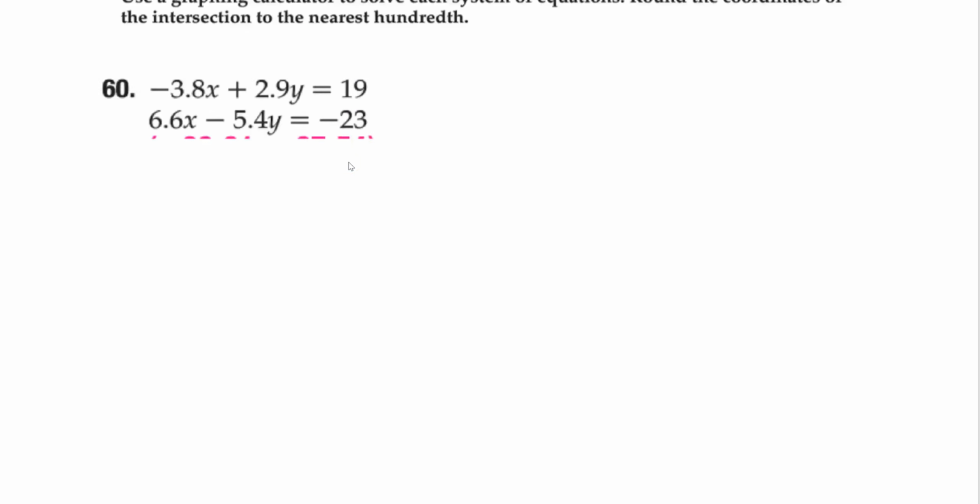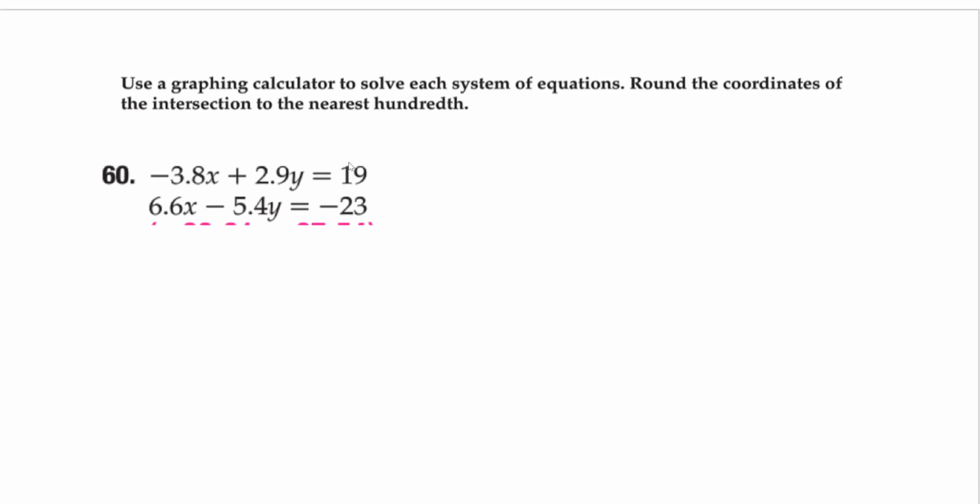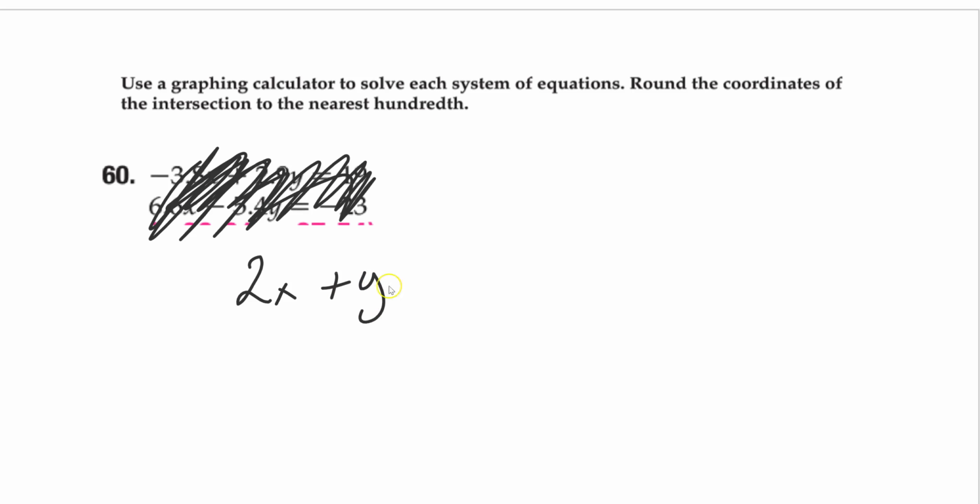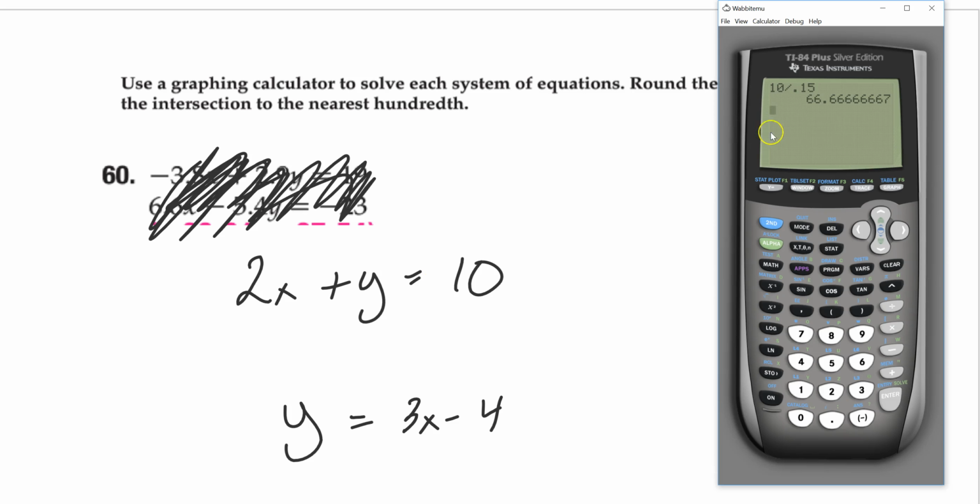Last thing, let's talk about how to graph stuff on your calculator, how to solve by graphing. Now I'm going to take away this equation because that's just an ugly equation. It doesn't really help. I'm just going to make something up real quick. Let's go 2x plus y equals 10, and y equals 3x minus 4. So I'm going to solve these two equations. I'm going to show you how to do it on the calculator.